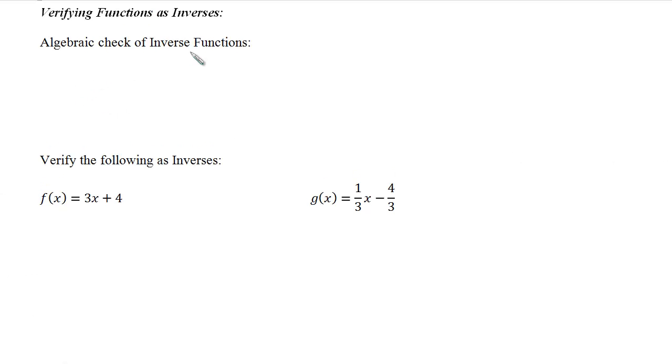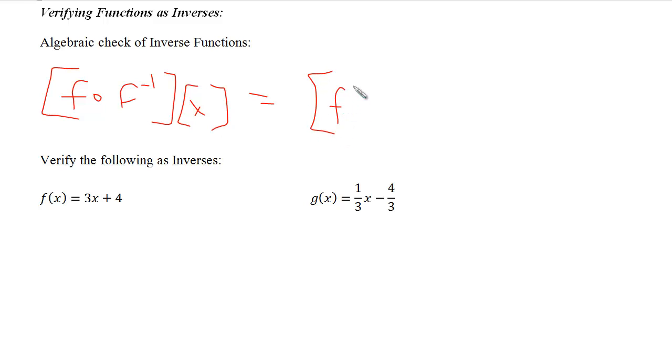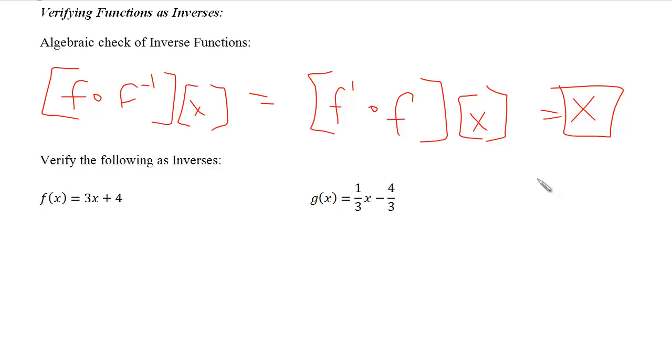So if I want to check these algebraically to see if they're inverses, what you're going to do is, if you have two functions, you're going to basically take them and substitute one into the other. This goes back to your composition of functions, and ultimately what you're going to do is take f of the inverse f of x, and that should equal, you should get the same thing as inverse f of f of x. And this will all break down. Ultimately, they should cancel each other out, and you're just going to be left with x.